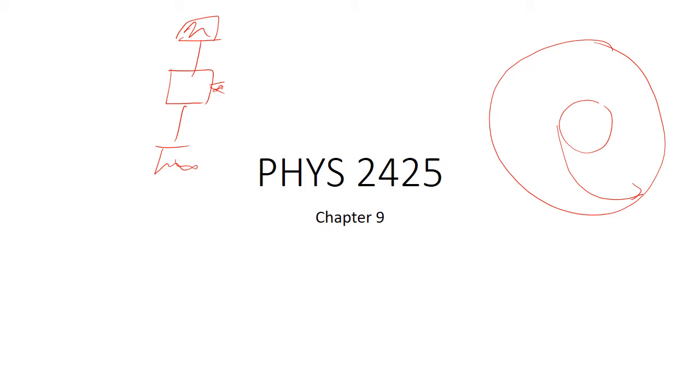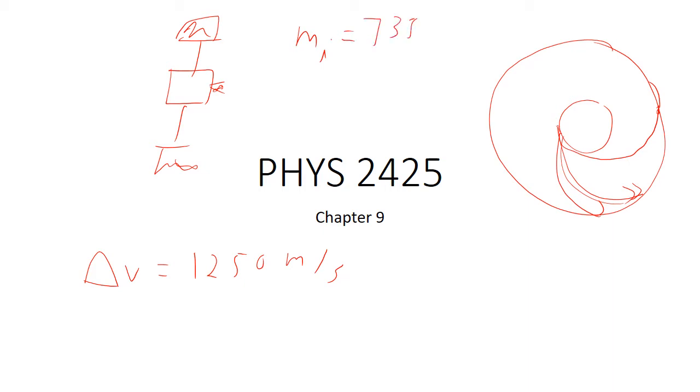Now, you could just go straight out to the orbit, but you'd have to change the velocity quite a lot to do that. Normally, we change the velocity a little bit, which pushes you into another orbit, which then you change the velocity again to get to the final orbit. So why the two-step process? Well, if you did it the direct route, you might have to have a delta V, or change in velocity, of 1250 meters per second. Okay, so let's say that your initial mass of your spacecraft is 735 kilograms.